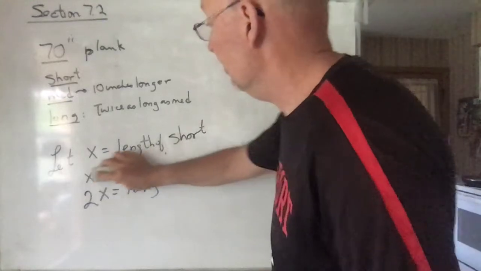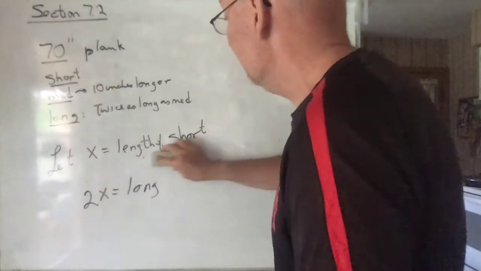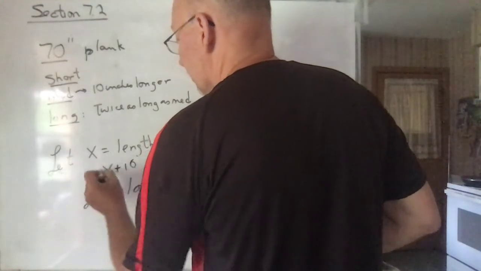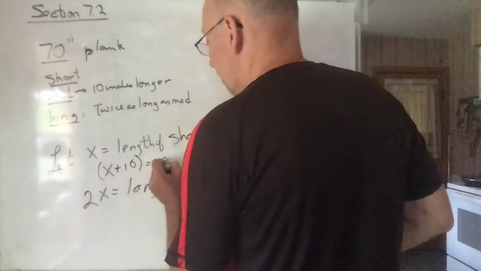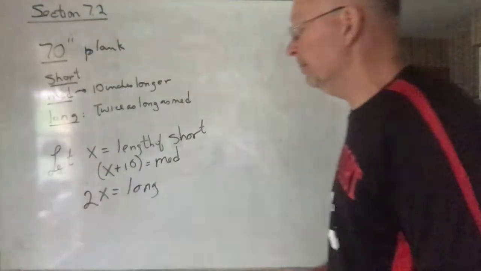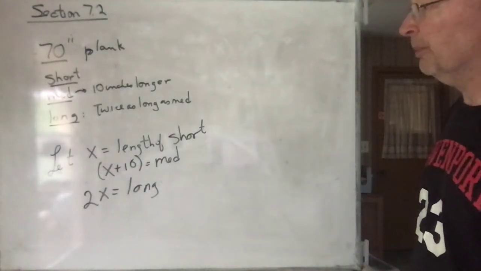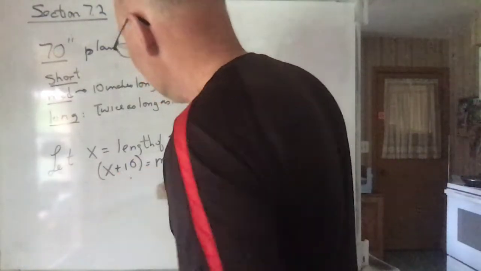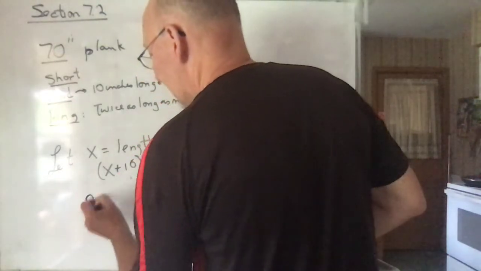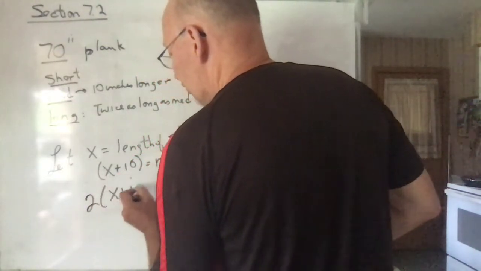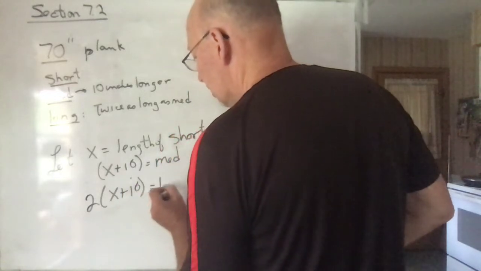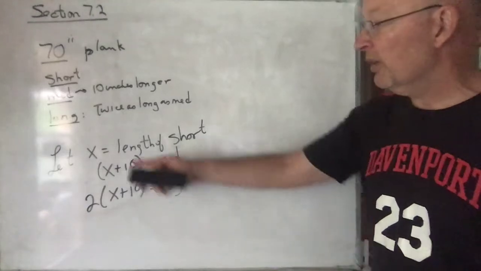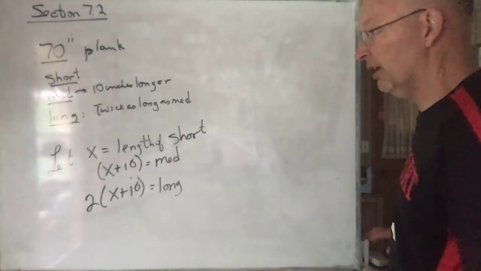In that case, the medium piece is going to be x plus 10, right? That's the length of the medium piece, 10 inches longer. And then the long piece is twice as long as the medium. And so now we'd add those up. And let's see what we get.